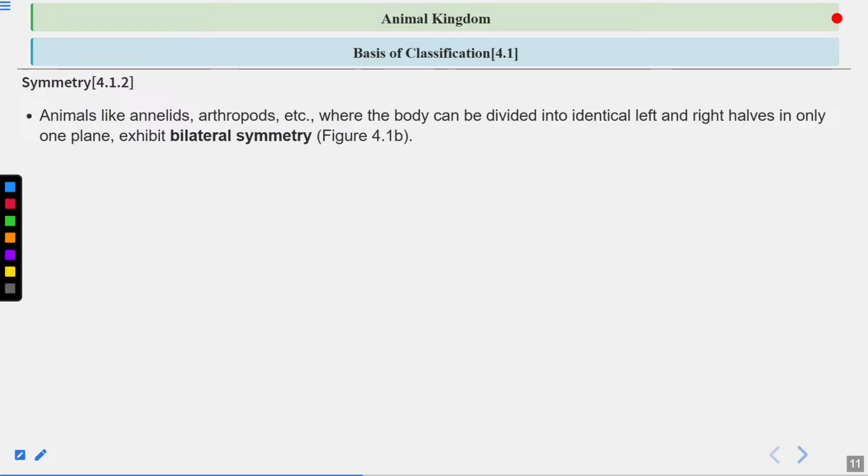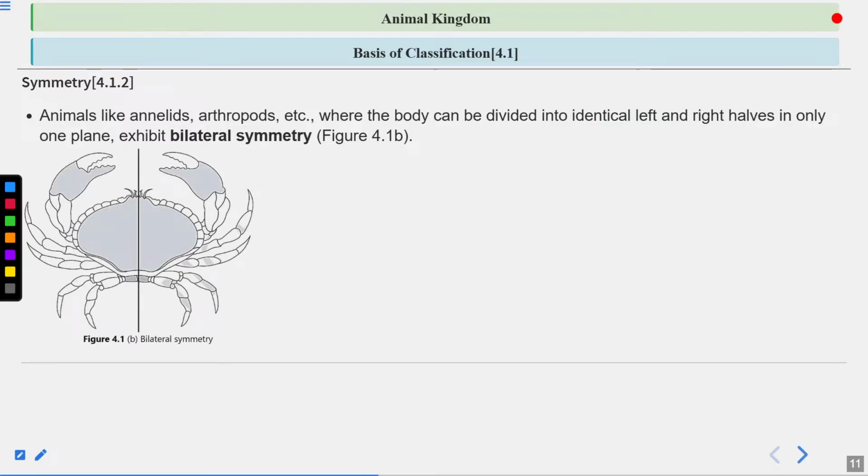Now, animals like annelids, arthropods, etc., where the body can be divided into identical left and right. You can divide the organism into two equal halves through the center of the axis, only one plane. Divide left half and right half equally through one plane only. Then it is called bilateral symmetry. Bilateral symmetry.